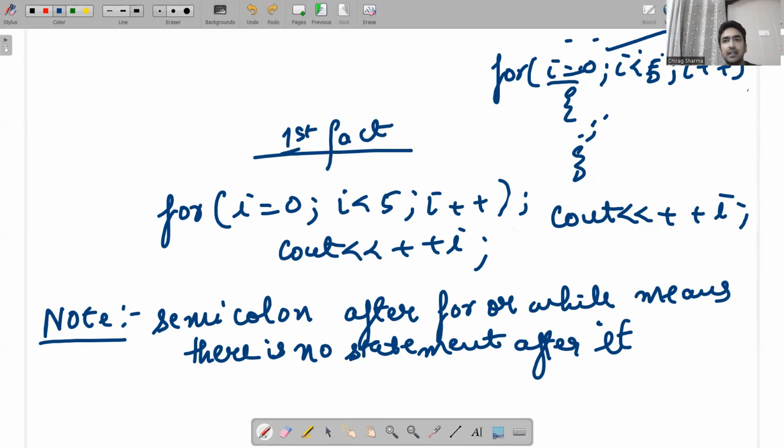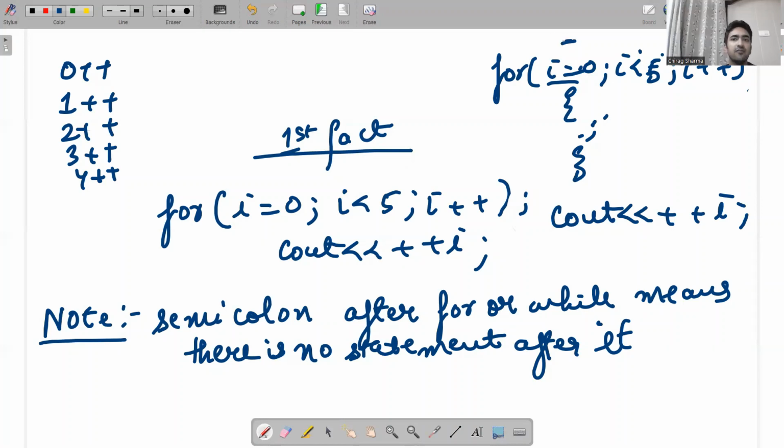So it will work like this. We got 0 plus plus in the very first step, so that becomes 1. Then 1 plus plus, 2 plus plus, 3 plus plus, and 4 plus plus. When 4 plus plus comes here, this becomes 5. 5 is less than 5? Obviously, the loop will only exit if the condition is not matching. So 5 is not less than 5. It goes outside this for loop, and after it crosses the for loop, the statement which is asked of us is cout plus plus i.